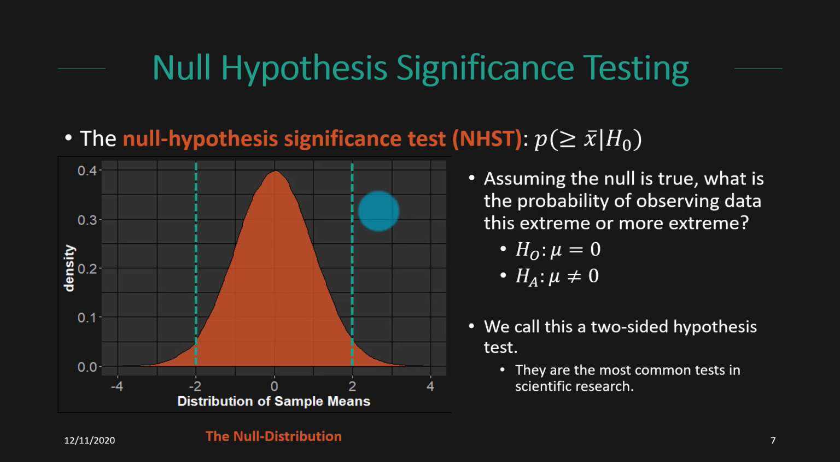So the null hypothesis significance test is how we can take this null distribution and make an inference about it given the data that we observe. The null hypothesis significance test involves calculating the p-value, or the probability, of observing our sample mean as extreme or more extreme under the null hypothesis. So assuming that the null hypothesis is true, what is the probability of observing data that extreme or more extreme?